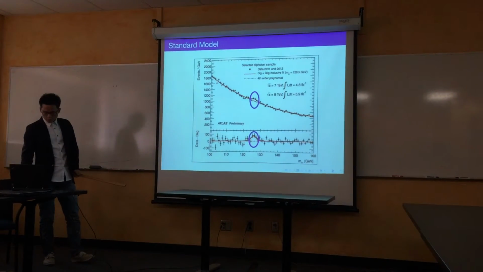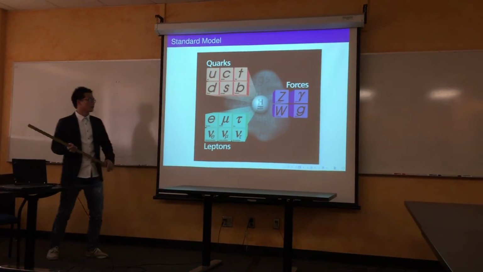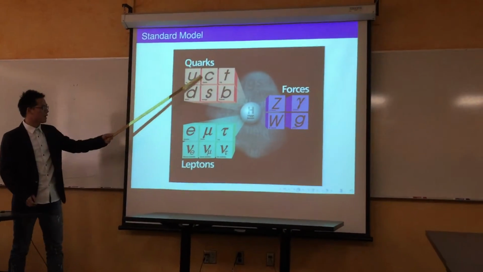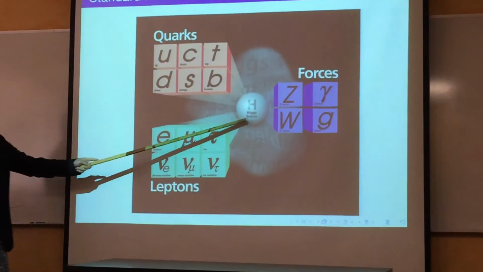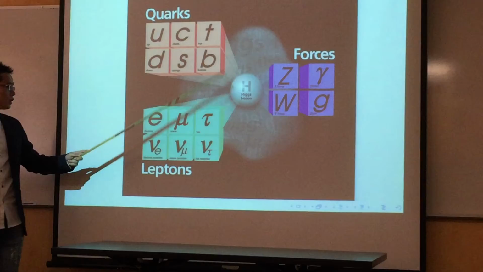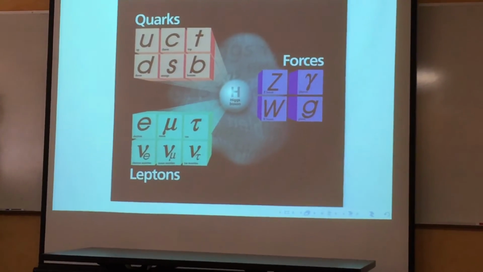So now we have found the Higgs boson. It seems the standard model is quite complete now. We have the quarks, the force carriers, and the Higgs boson to give mass to those particles. So now it seems quite complete.